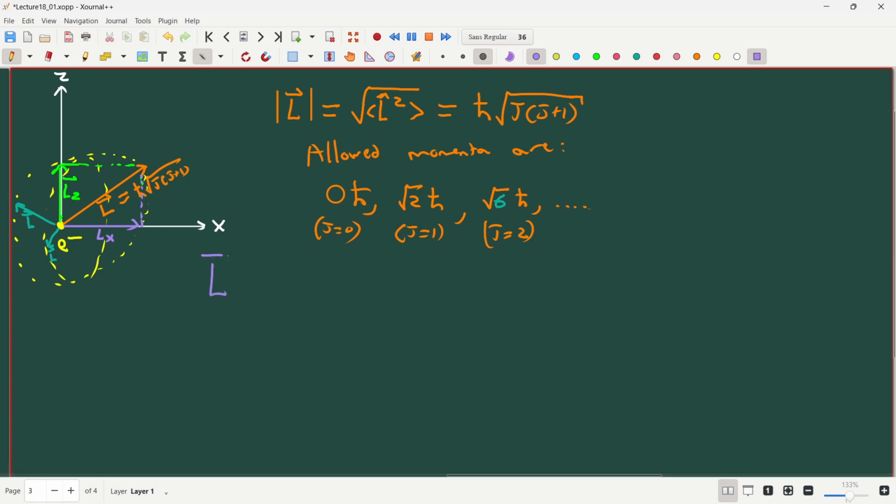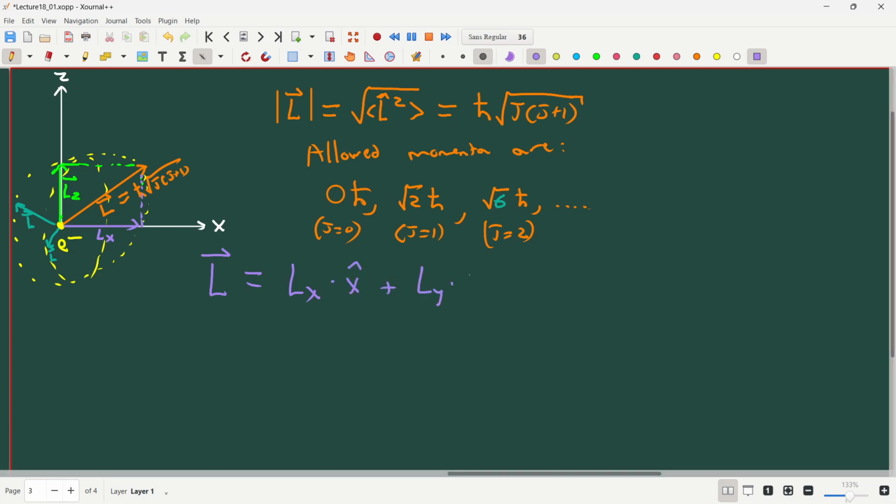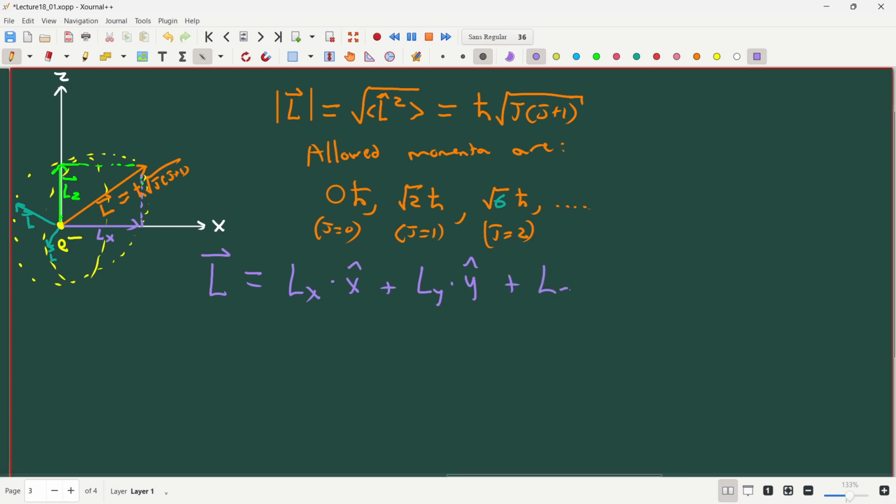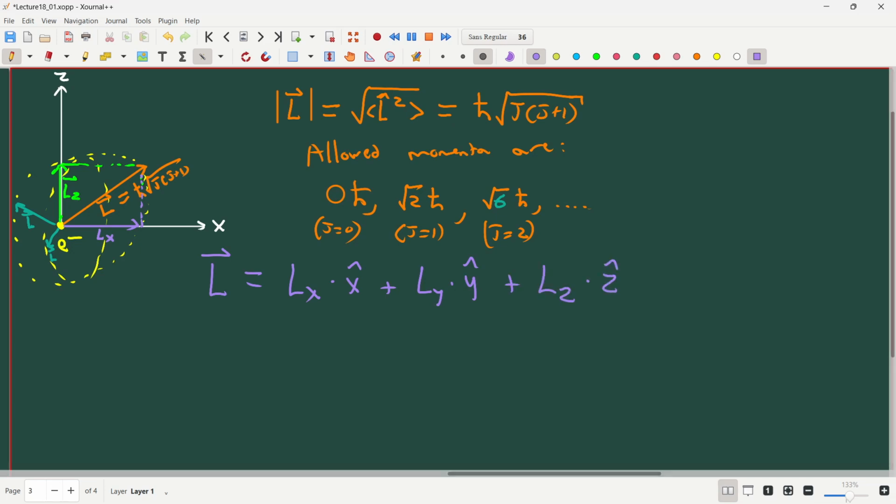Because L is a vector, we can always write it as L sub x times x hat plus L sub y times y hat plus L sub z times z hat. It's a vector in XYZ space. Now, I'm moving between spherical and Cartesian coordinates, which I'm allowed to do. Of course, in the math I'm going to convert back into spherical coordinates, but for conceptual understanding, it's easier to think in Cartesian coordinates. If I want to measure exactly how the system is rotating, I need to measure these three components. I need to know Lx, Ly, and Lz.